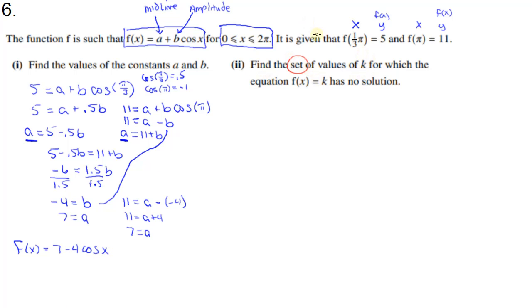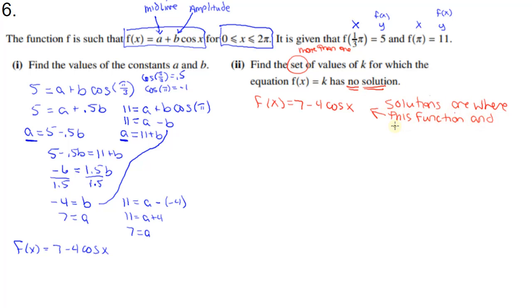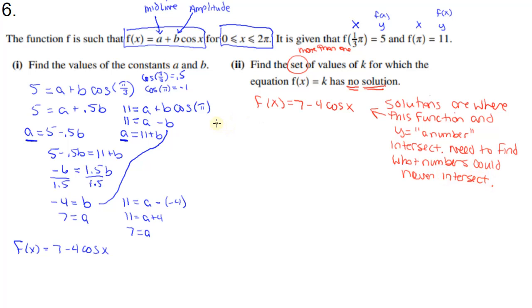Let's move on to part 2. Part 2, they want a set of values. That means there's typically more than one, where if a function equals k, there isn't a solution. So keep in mind, graphically, when we're finding a solution, we're taking this 7 minus 4 cosine of x, and we're graphing it, and then we graph whatever the number is that the solution is, in this case k, and then they intersect someplace, and then we tell them where the angles are where they intersect.